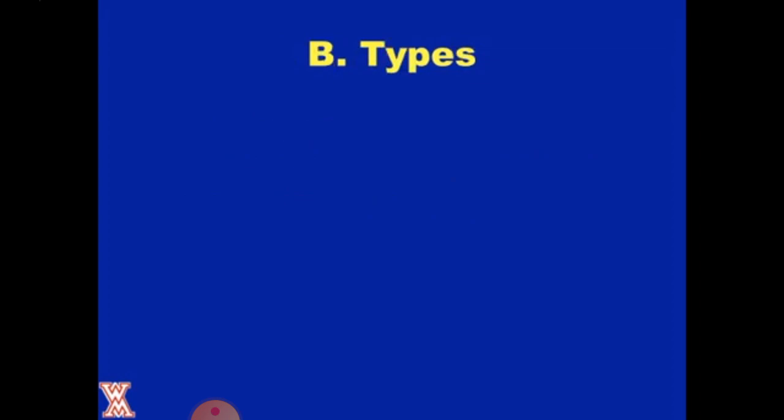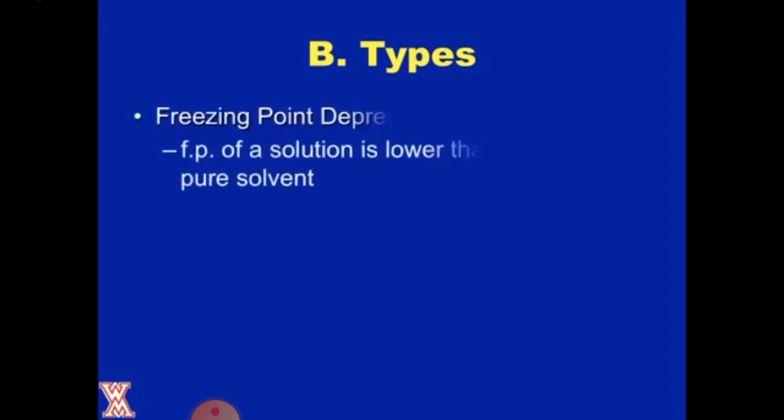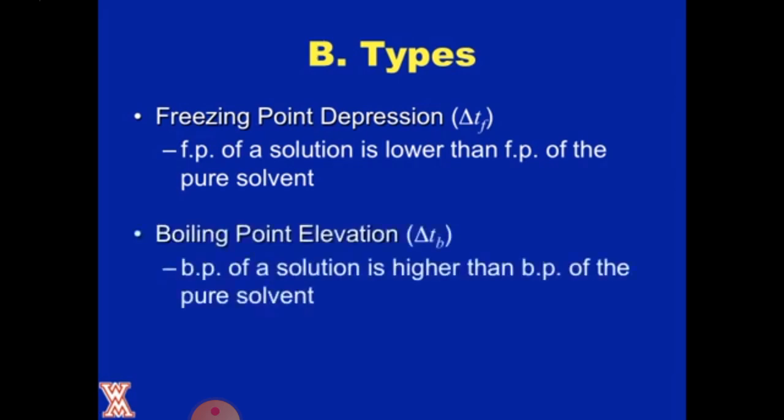Okay, the types of colligative properties that we're concerned with in Chemistry 1 start with the freezing point depression. That states that the freezing point of a solution is lower than that of the pure solvent. So that means you add something to this mixture, and instead of freezing at, say, 90 degrees Celsius, it freezes at 80 degrees Celsius. So it lowers the freezing point.